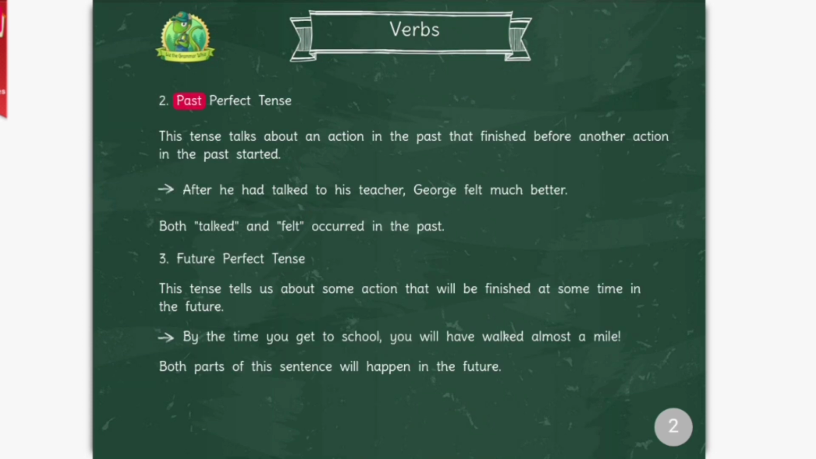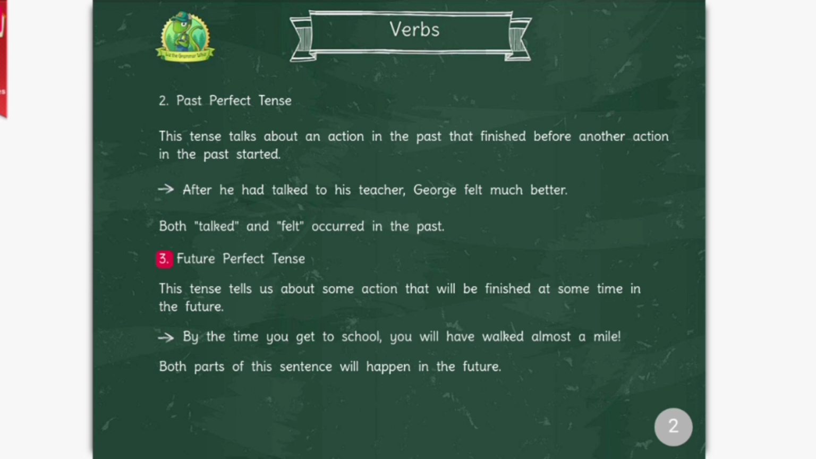2. Past perfect tense. This tense talks about an action in the past that finished before another action in the past started. After he had talked to his teacher, George felt much better. Both talked and felt occurred in the past.